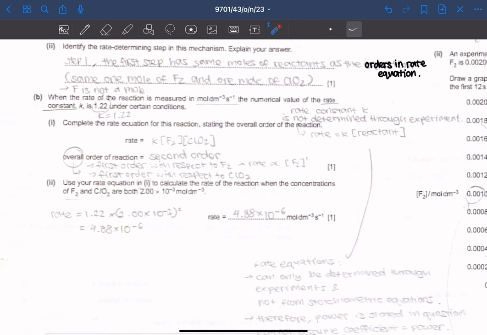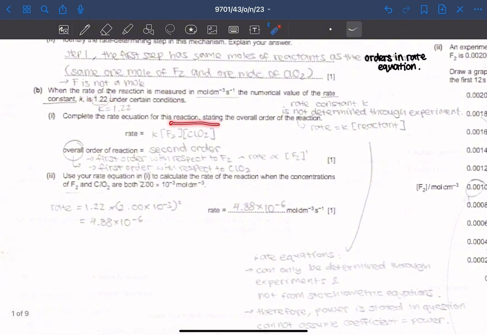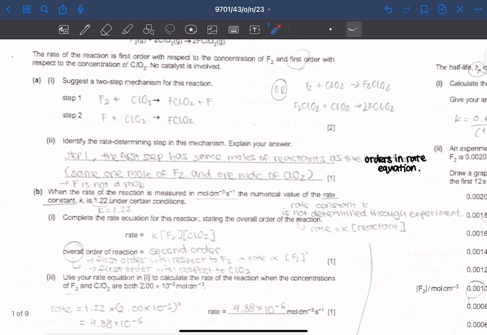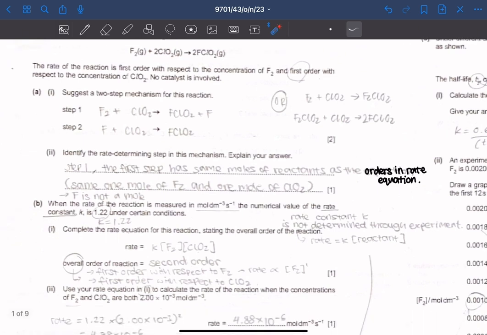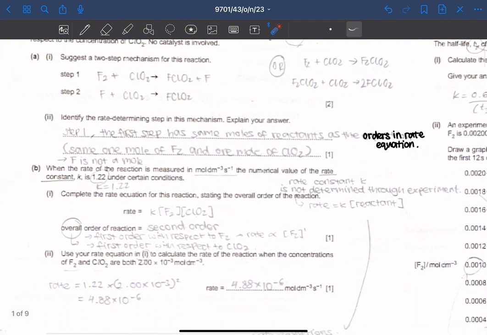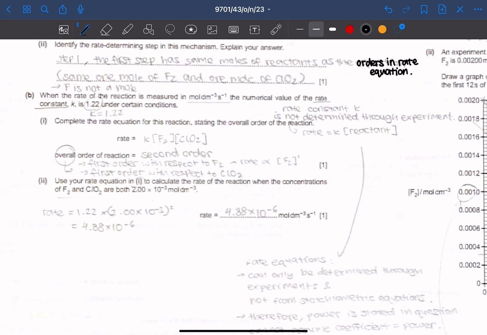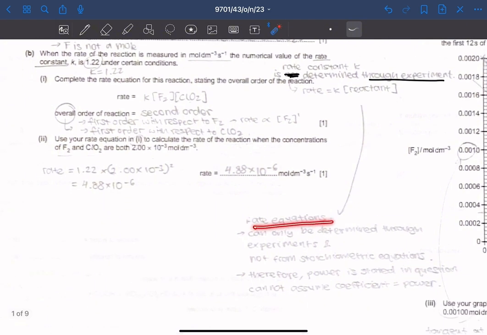Next. When the rate of the reaction is measured in mol per dm cubed per second, the numerical value of the rate constant k is 1.22 under certain conditions. Complete the rate equation for this reaction, stating the overall order of the reaction. In this equation, there's a coefficient of 2 in front of the ClO2, and usually you would write a power of 2, but in this case you should not, because the rate equation can only be determined through experiments and not from the stoichiometric equation or the coefficients of the chemical equation.